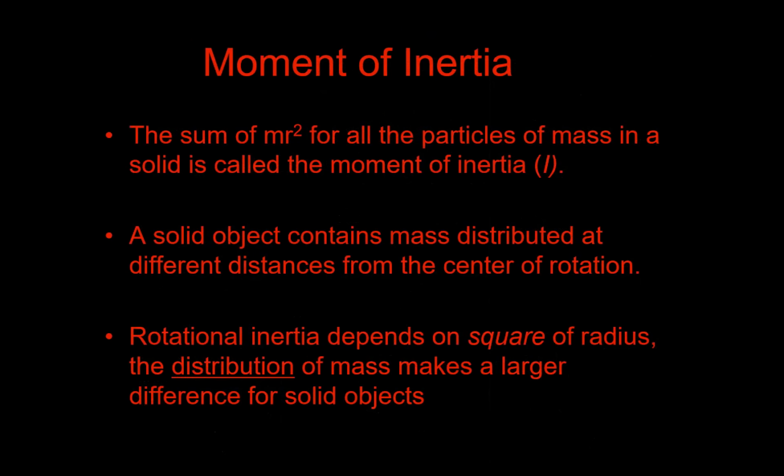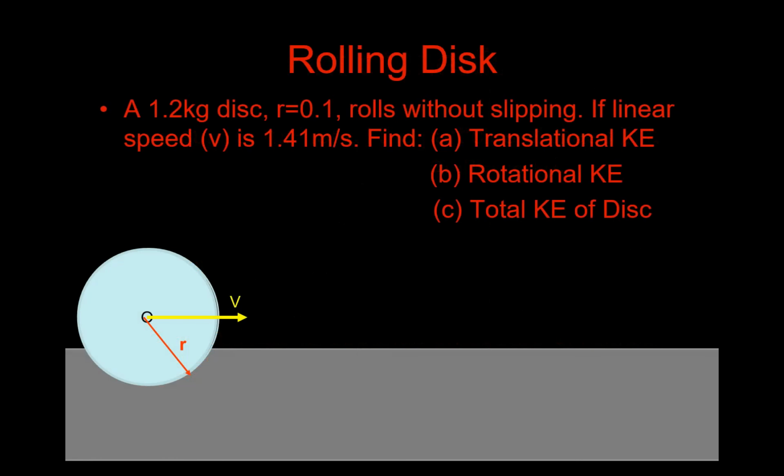So that's a lot of words. I've said a lot of things. What does this mean for us? So take a rolling disk here. What does this mean about how energy is used in an object that is moving? So here we have a 1.2 kilogram disk with a radius of 0.1 meters. It's rolling without slipping, and its linear speed is 1.41 meters per second. We want to find three things: the translational kinetic energy, the rotational kinetic energy, and finally, the total kinetic energy of the disk, spelled with a C in British fashion.